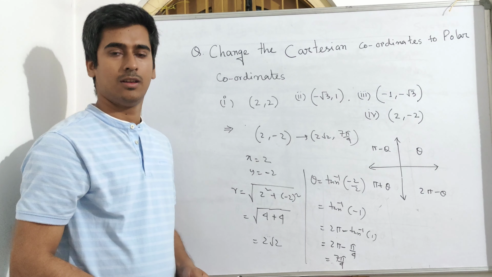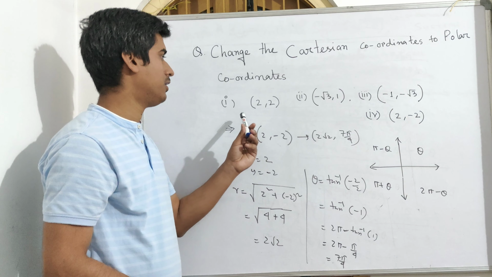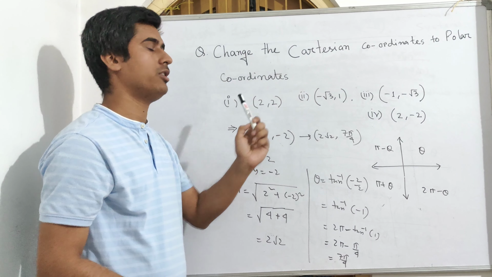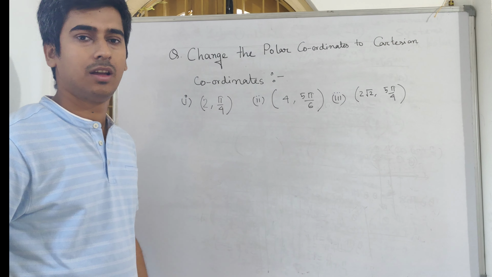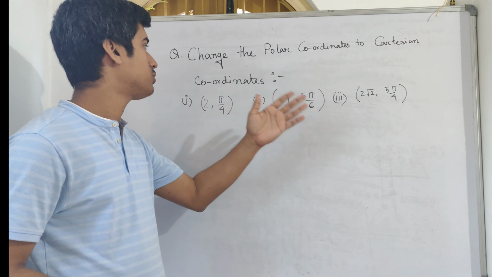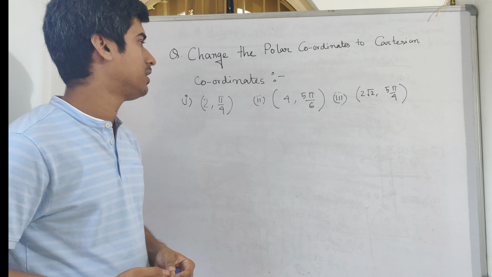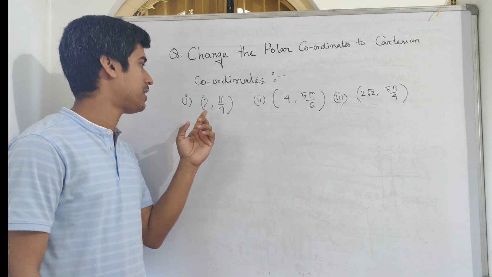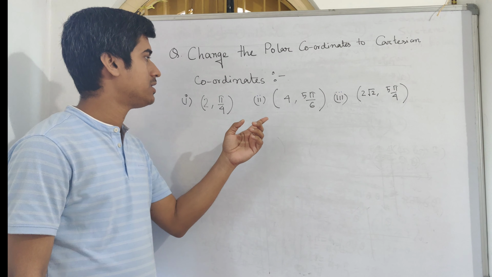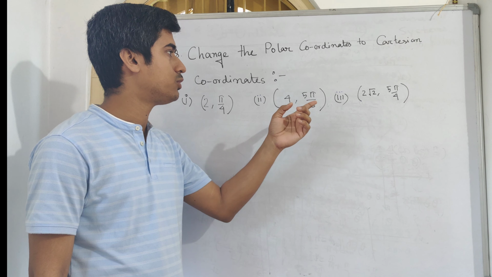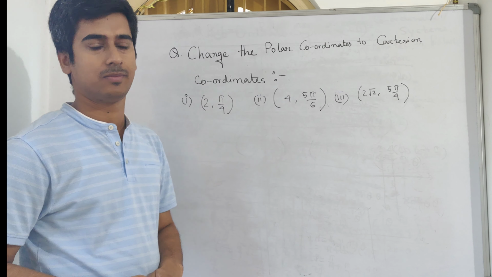I think you all understand the rules of transforming Cartesian coordinates to polar coordinates. Now we will change some polar coordinates to Cartesian coordinates. Here three sets of points are given. The first one is (2, pi by 4). The second one is (4, 5 pi by 6). And the third one is (2 root 2, 5 pi by 4).